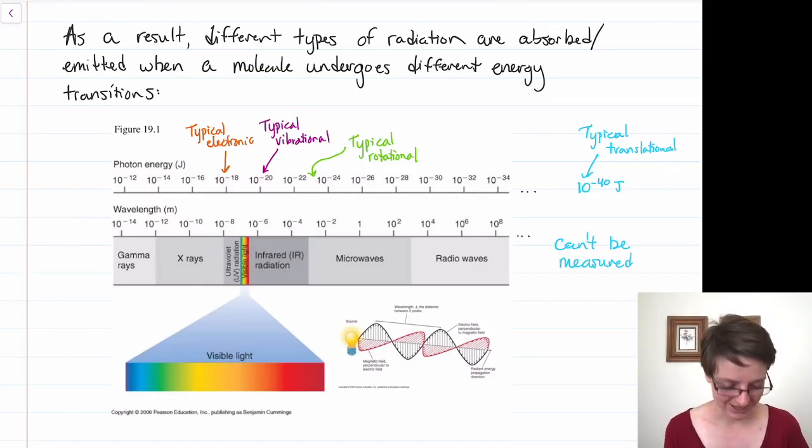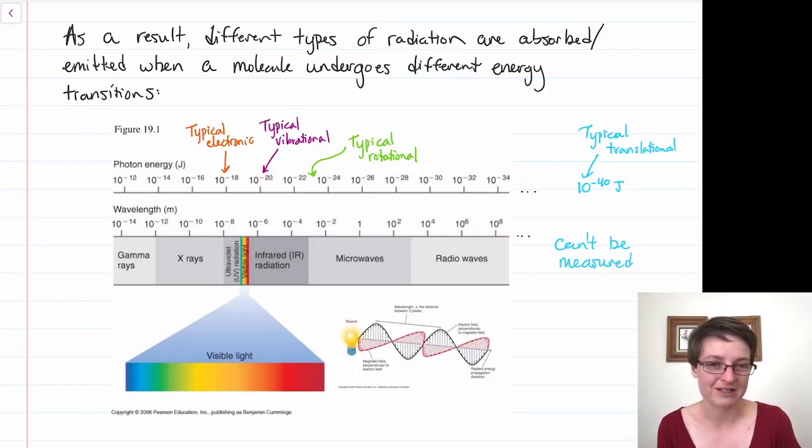Last but not least, you'll notice that I tried, but kind of failed because of the x-axis scale, to plot where we would expect to see typical translational energy gaps. And the radio waves that you would need are simply too large for humans to produce. So while translational motion in principle could be studied, practically speaking, it doesn't get measured, and you don't see translational spectroscopy as an active area of study.